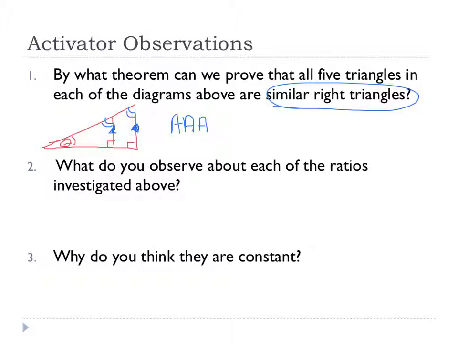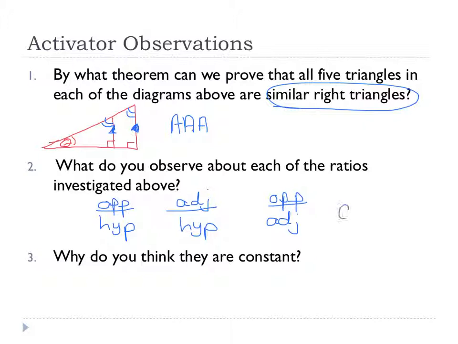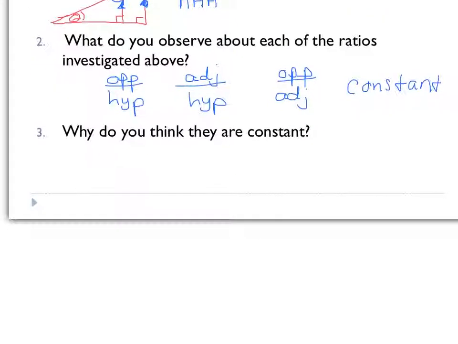And of course, as we said on the previous page, these ratios, opposite divided by hypotenuse, adjacent divided by hypotenuse, and opposite divided by adjacent, they all appeared to be constant. Each one, it didn't matter the size of the triangle, for a given angle, they all appear to be constant. And why is that? Well, it comes straight from this similarity relationship.